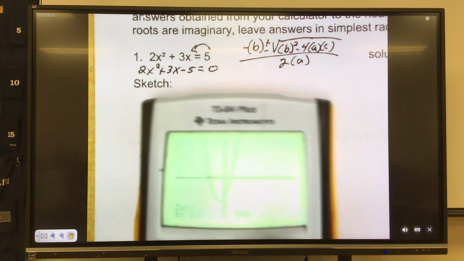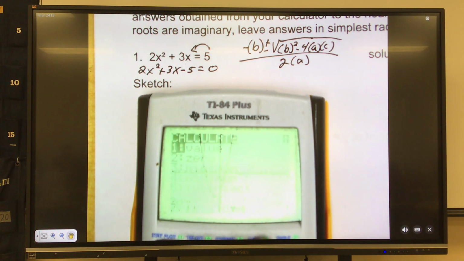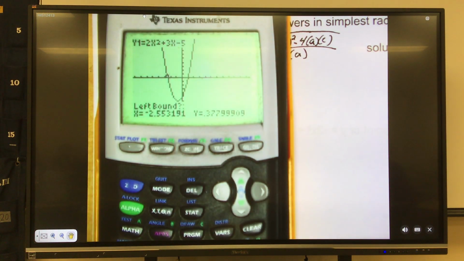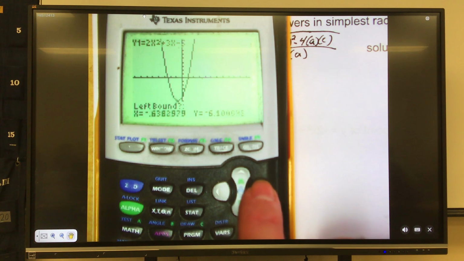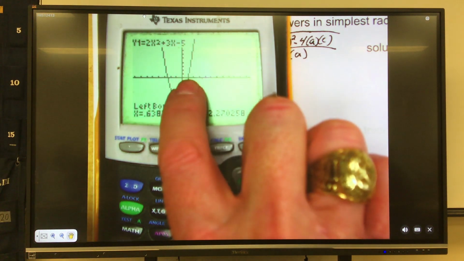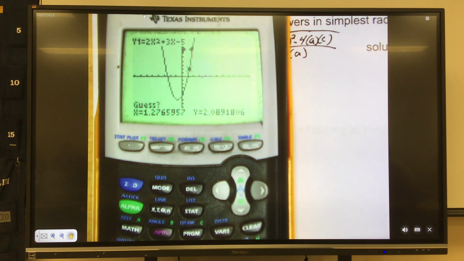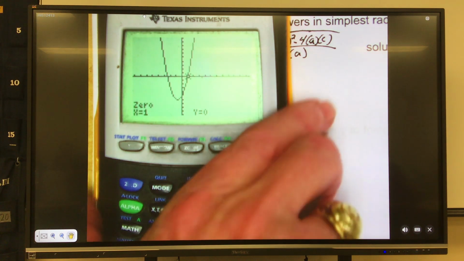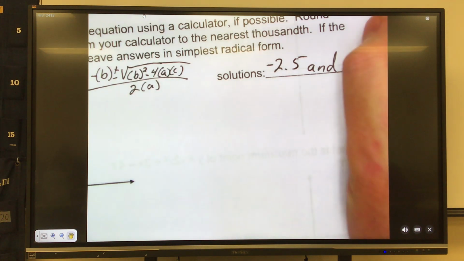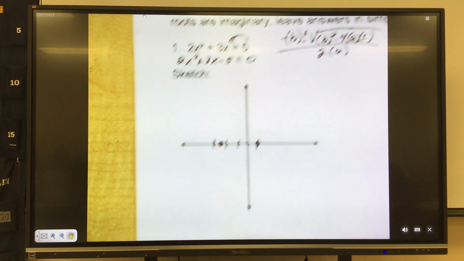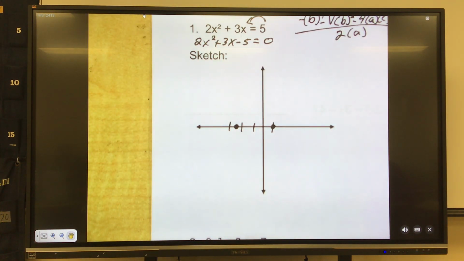And then the other one, let's do the other zero. Second trace, number 2 for zeros. We go over here, it says left bound, so I put my little spider guy to the left of that zero, hit enter. Now I put it to the right of that zero, hit enter. It says guess, hit enter. And it tells me it's at 1. So my other answer is 1. Then I go over here and put a point. That's my 2 x-intercepts. I'm okay with you just rough sketching it.